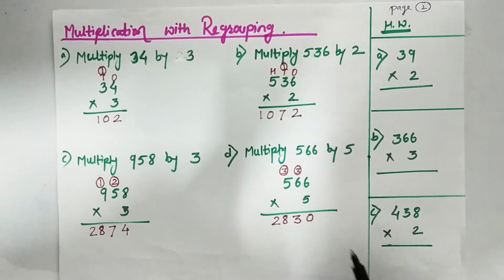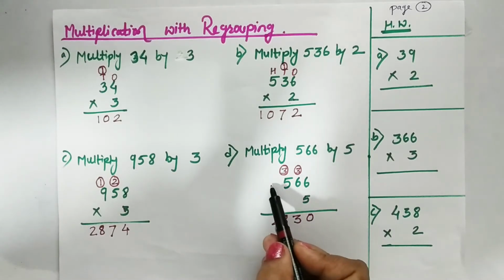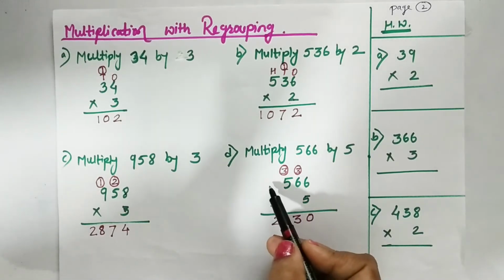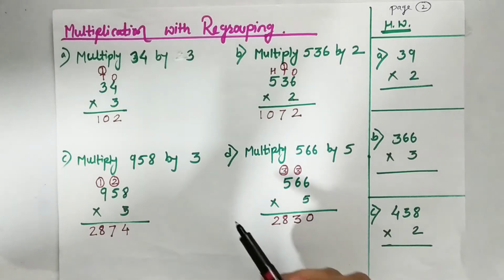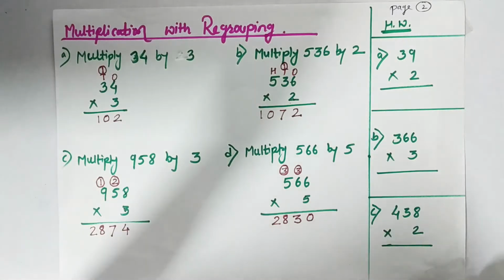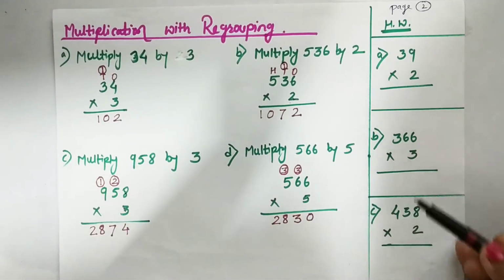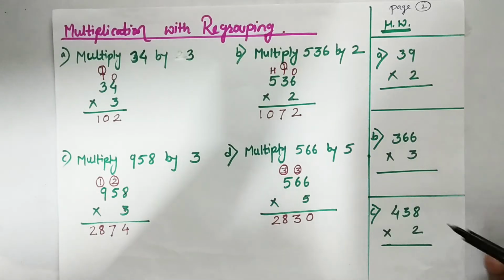Again I am telling you children, why am I writing 28 over here? Because I don't have a thousands place over here. I cannot carry forward the number. So I am writing 28 as it is. This way you have to do multiplication with regrouping. For this you need practice. So these 3 questions I am giving for homework for multiplication with regrouping, children. So solve this in your maths notebook.